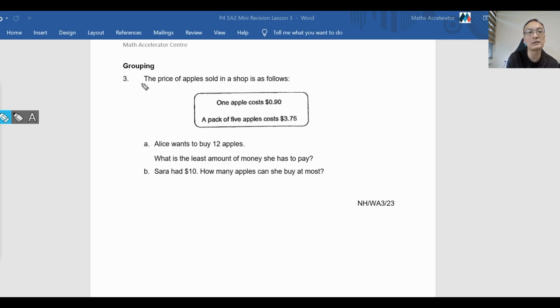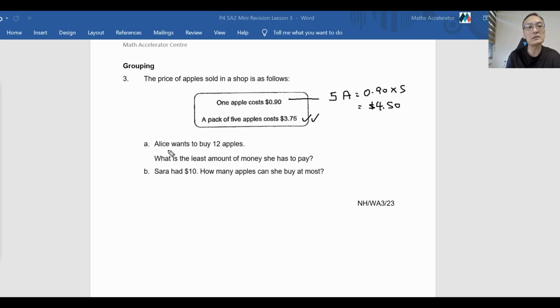So part A, let's calculate. These are the information based on the table over here, right? So we have 1 apple is 90 cents, a pack of 5 apples is $3.75. Which is the better deal? If I buy 5 individual apples, that will be 0.9 times 5, we will arrive at $4.50. So it's definitely the pack of apples that will be the better deal.